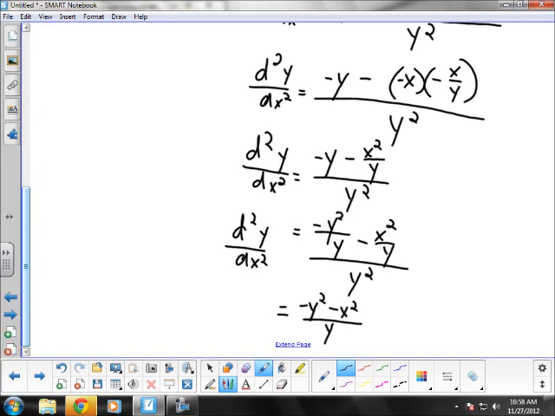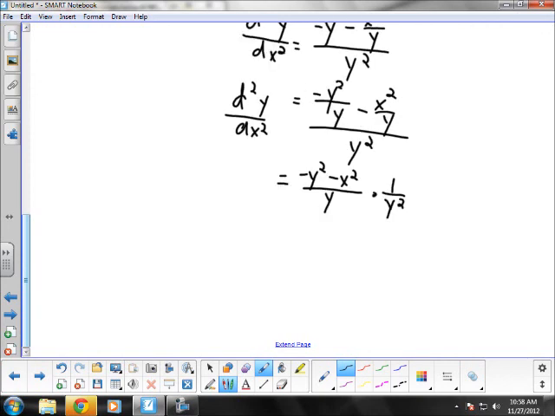Right, over y squared, which is the same thing as multiplying by 1 over y squared, right? Because I can flip it and bring it to the top so I don't have it in a complex fraction anymore. So if I factor that negative 1 out in front, I got negative 1 times x squared plus y squared over y to the third.